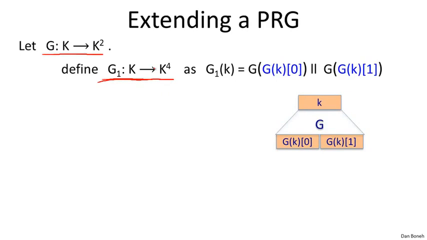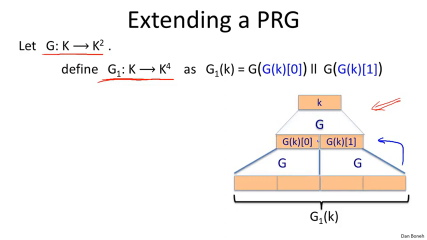Okay, so let's see how to do it. Here we start with our original PRG that just doubles its input. But now remember, the fact that this is a PRG means that the output of the PRG is indistinguishable from two random values in K. Well, if the output looks like two random values in K, we can simply apply the generator again to those two outputs. So let's say we apply the generator once to the left output and once to the right output.